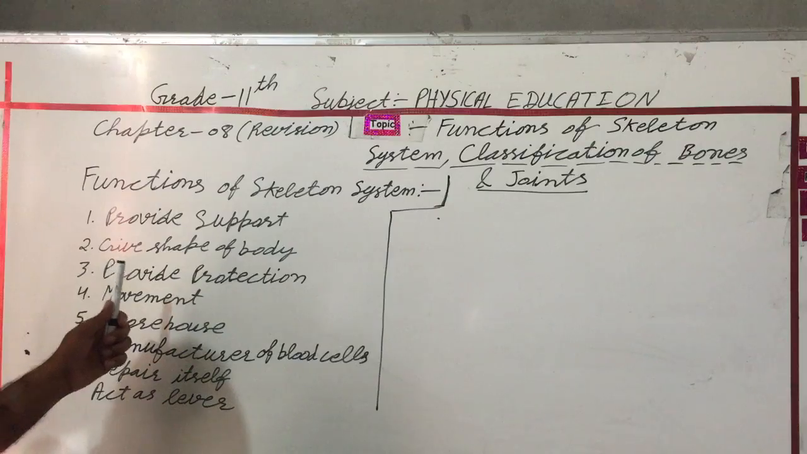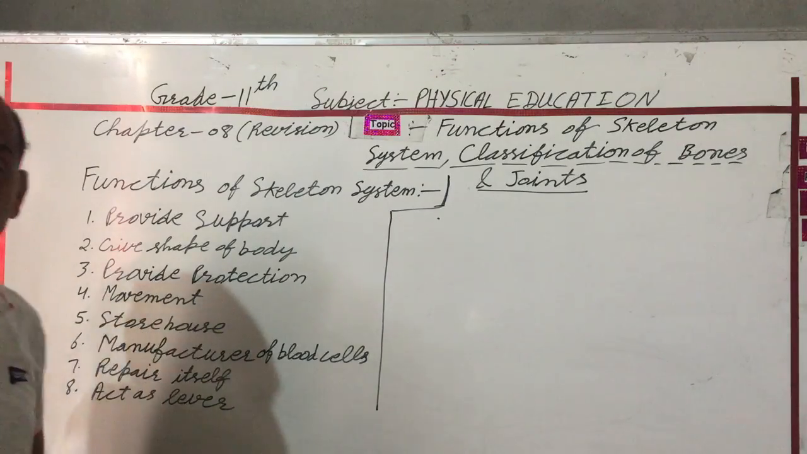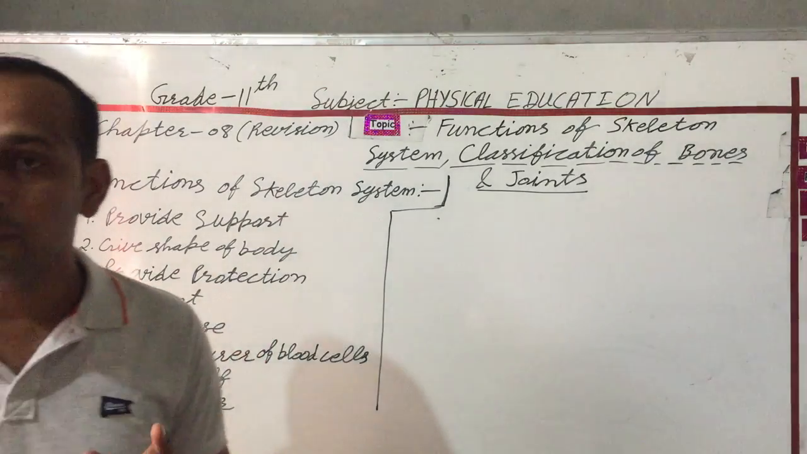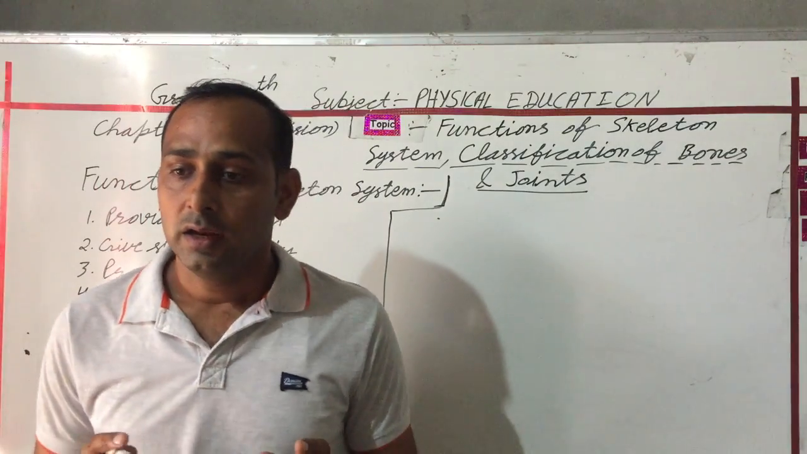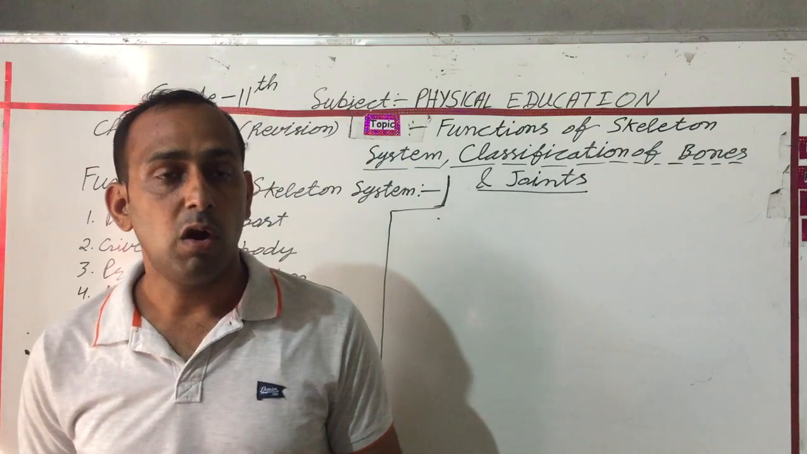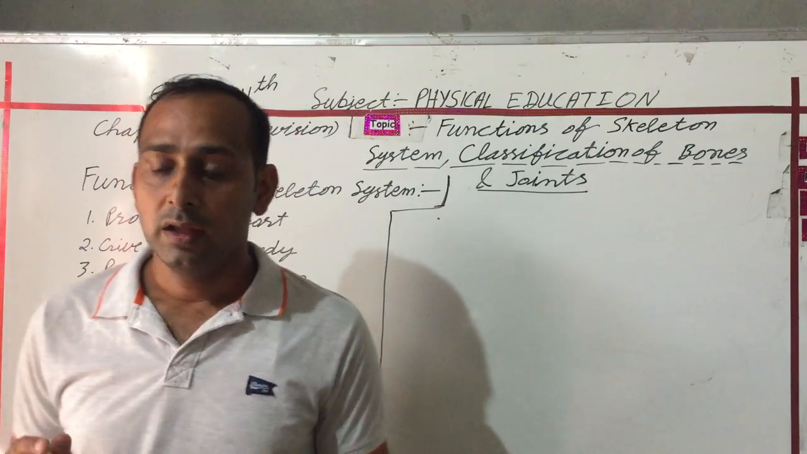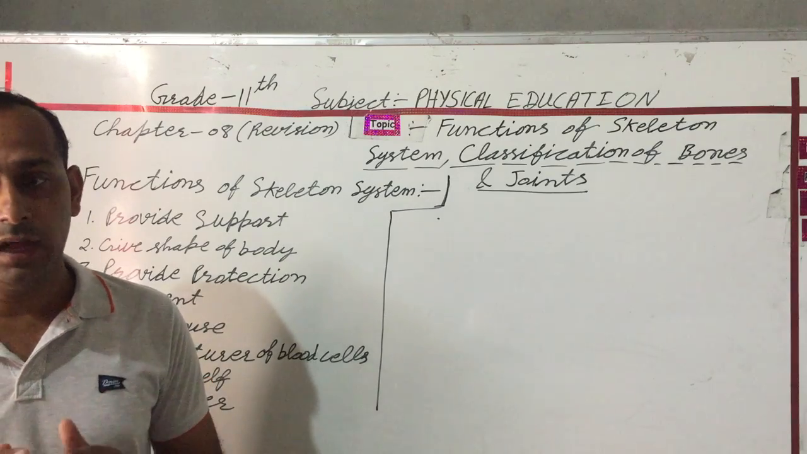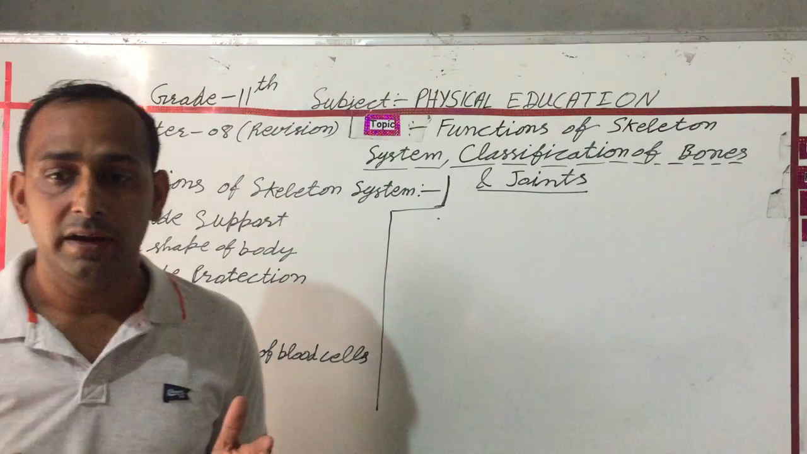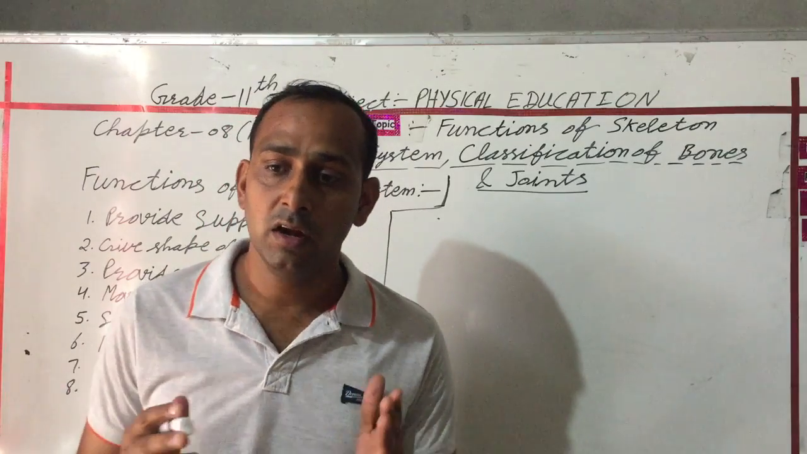The third point is provide protection. The skeleton provides protection to the delicate organs of our body, especially the brain, heart, lungs and spinal cord.